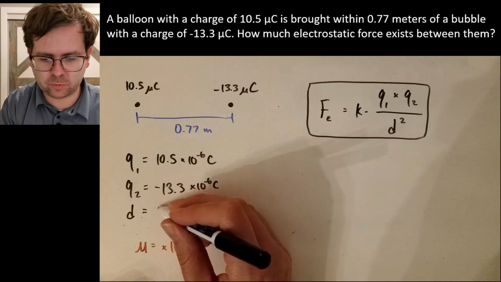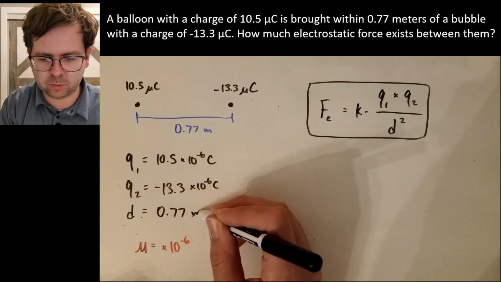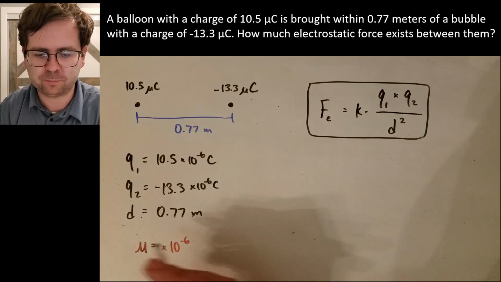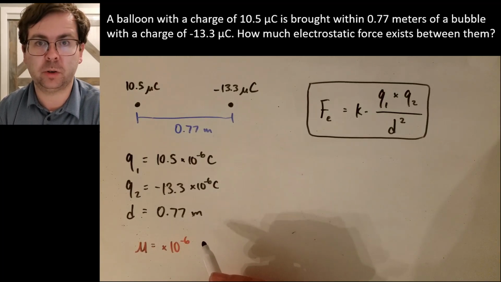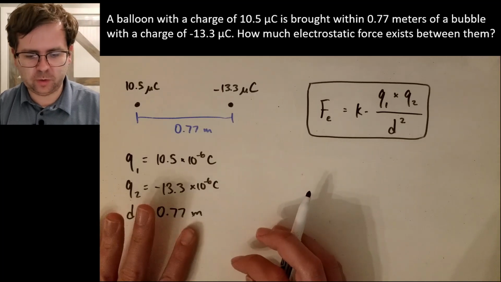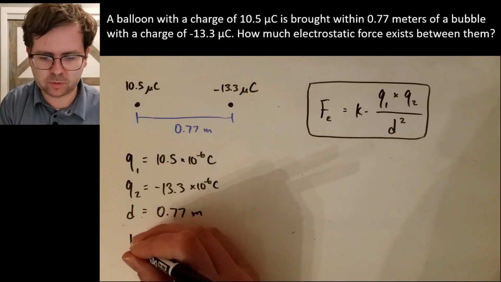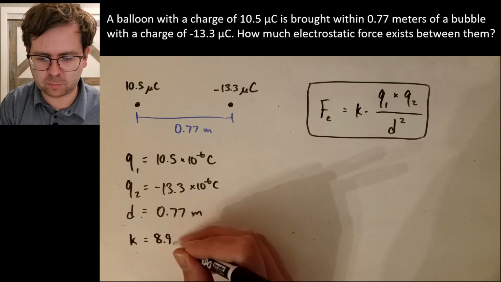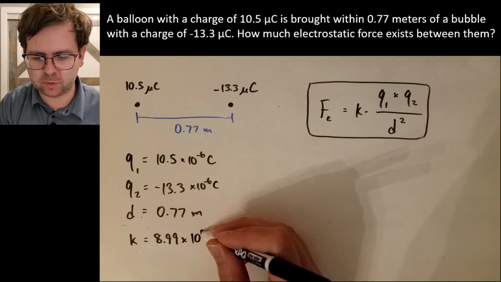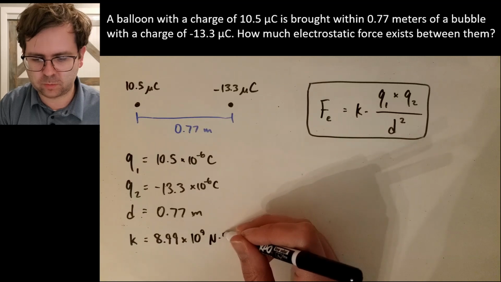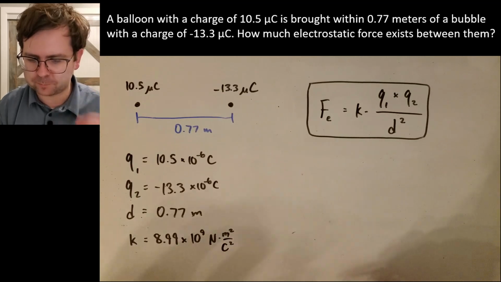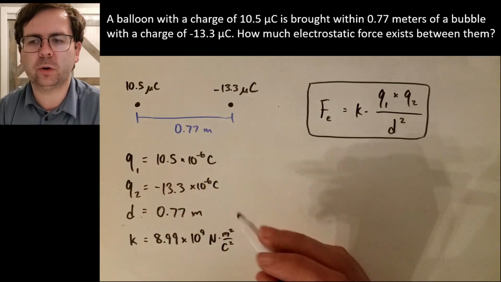And the distance is 0.77 meters. So you have to make sure it's in meters, not centimeters or anything else like that, because we want our answer to be in newtons for the force. So we should also write down our constant when we're dealing with problems involving Coulomb's law, 8.99 times 10 to the 9, and that is newtons times meter squared over Coulomb squared. So this is all my known information.